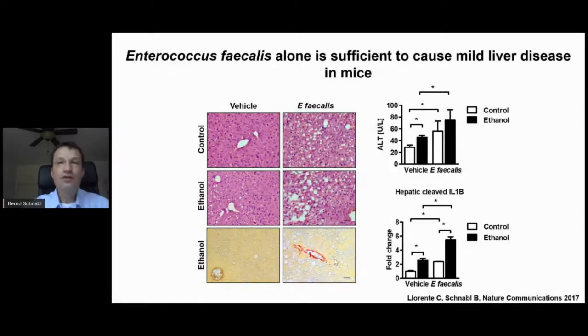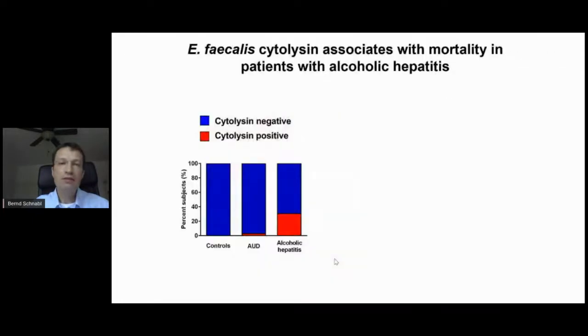So the question was, if it's not the abundance of Enterococcus faecalis, what is the cause? Why is this inducing mild liver disease and exacerbating alcohol-induced liver disease? And is there anything also going on in our patients? So we scratched our heads and said, what could it be? It took us a while to get around this and to find what these bacteria in fact are doing. And what we discovered was a toxin which is called cytolysin.